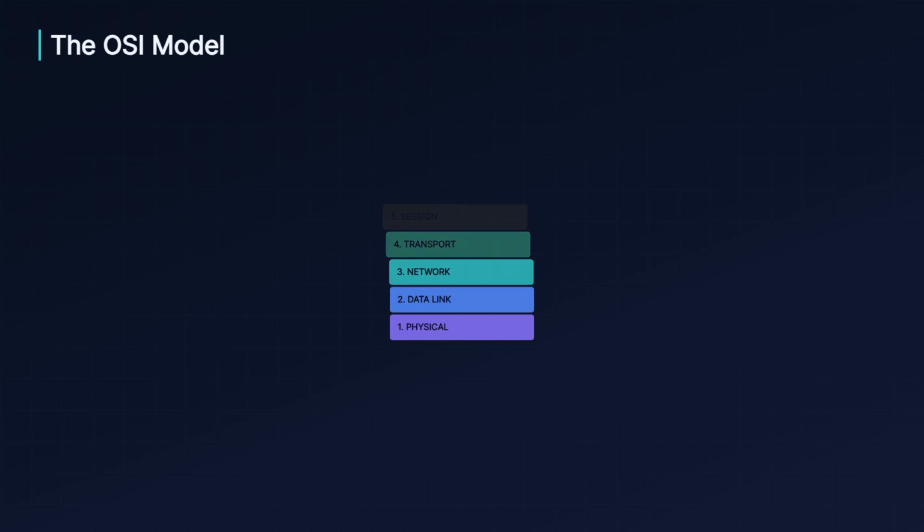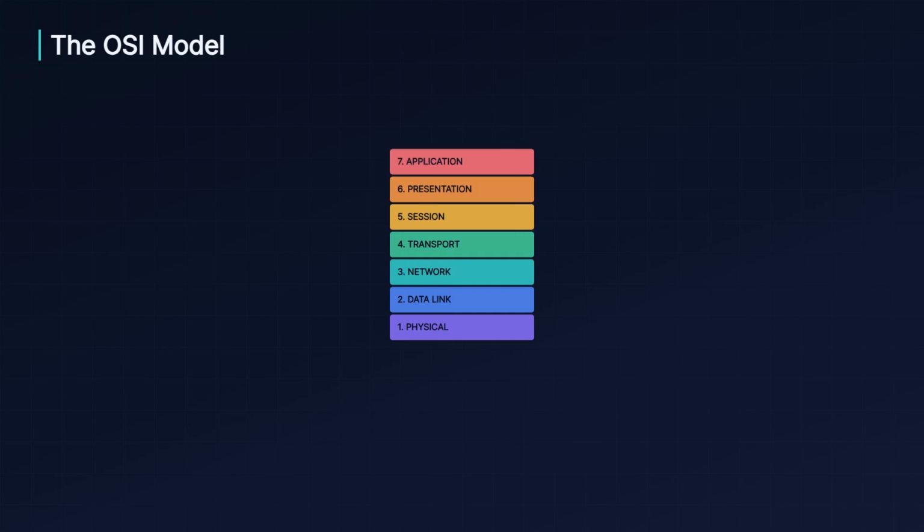To understand the difference between these switches, we need one piece of background, the OSI model. It's a standard that splits network communication into 7 layers, each responsible for a different part of getting data from one device to another. The layer a switch operates at defines what kind of address it uses to make decisions.